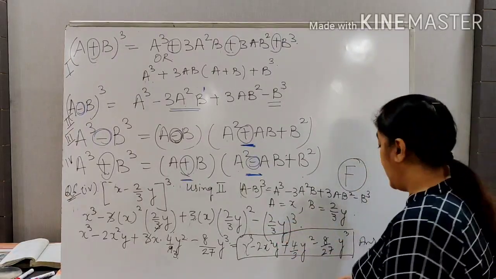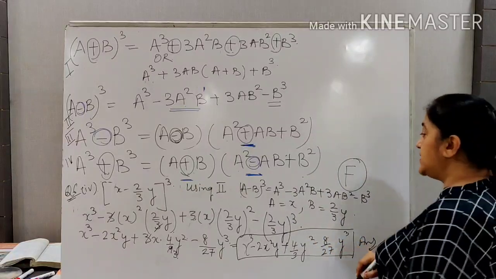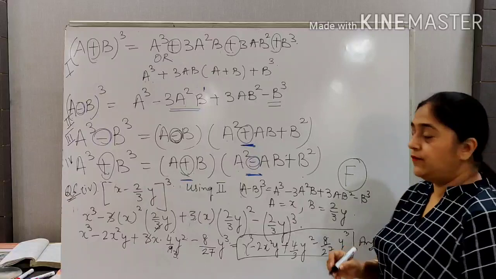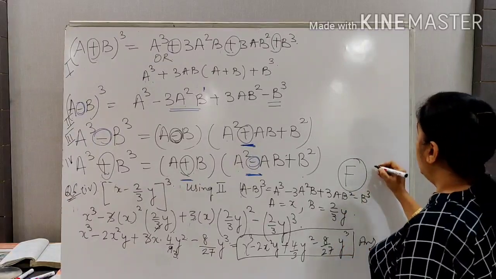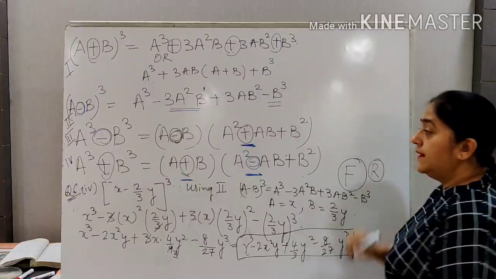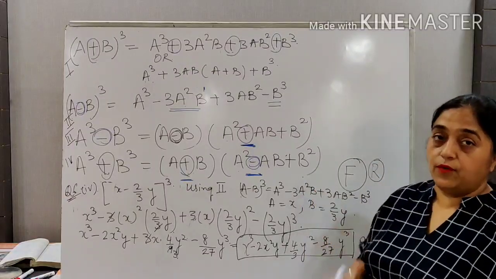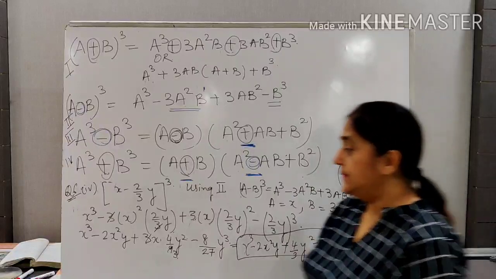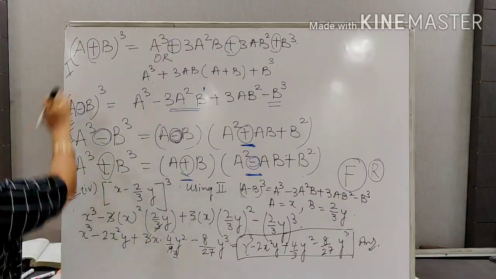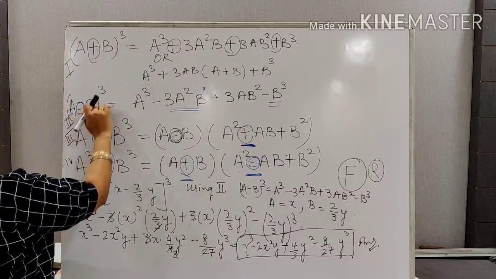Fourth part that I have done, and this is the answer for this question. And the second letter for your code is R. What is it? R. It is a four. Remember, it is a four-lettered word. Got it? So this was question number 6, fourth part, based on a plus b whole cube and a minus b whole cube.